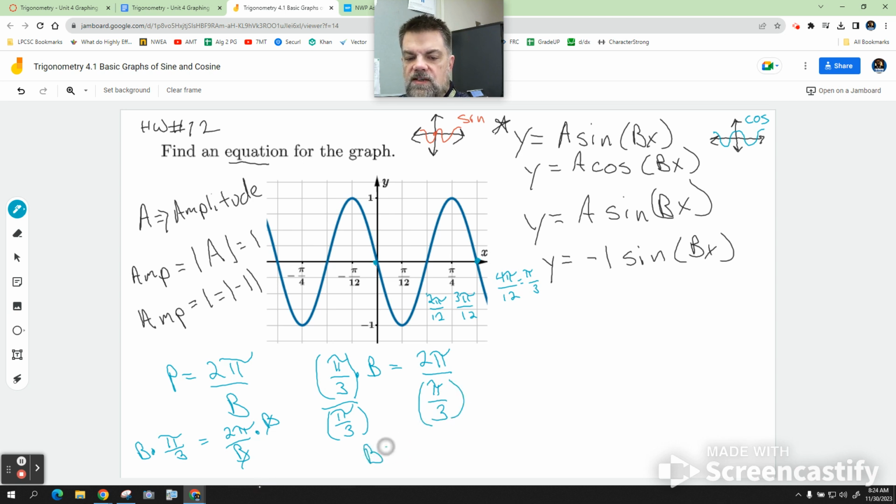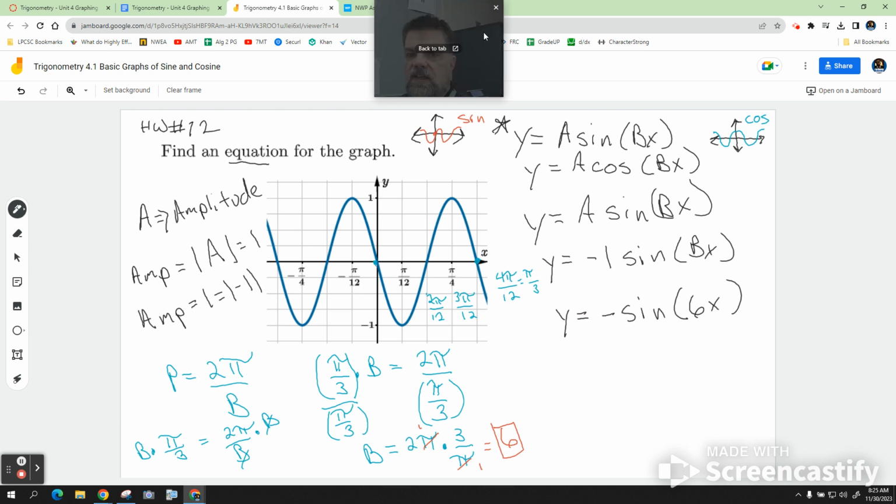So then b is equal to 2 pi divided by the fraction pi over 3. When you divide by a fraction, you actually multiply by the reciprocal. Pi divided by pi is 1. So this becomes 1, this becomes 1. So we've got 2 times 1 times 3, which is 6, over 1. So my b value is 6. Okay? So now in my next line, I'm going to say y equals, and I don't need to put the 1, I could just say negative sine 6x.